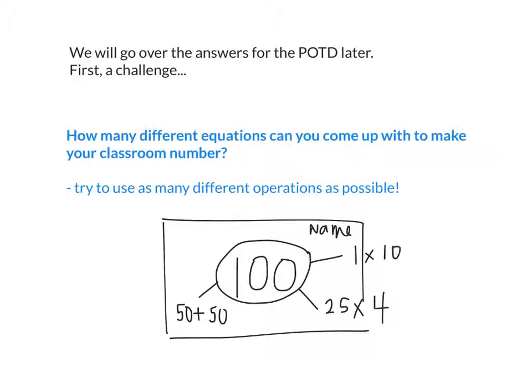1 times 100. Good. Avani? 10 times 10. 10 times 10. Good. So I've used addition and multiplication so far. Can we use a different operation? The challenge is to use as many different operations as possible.